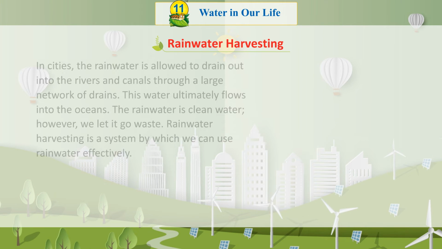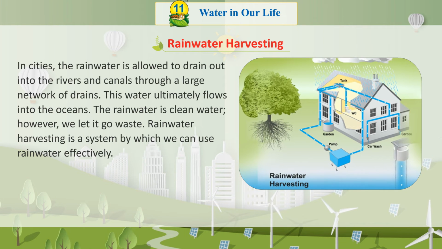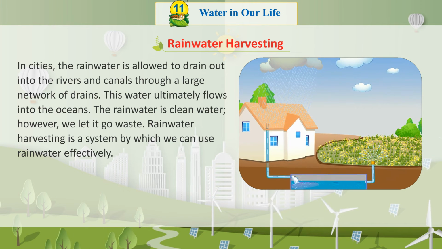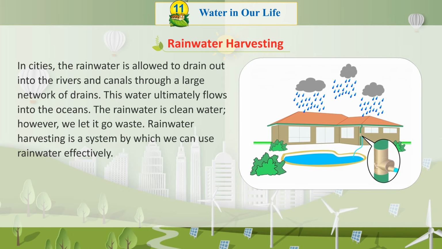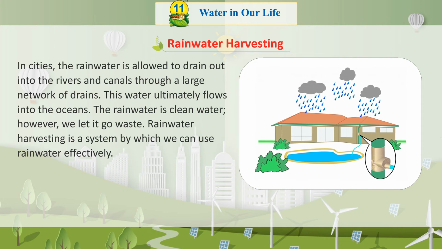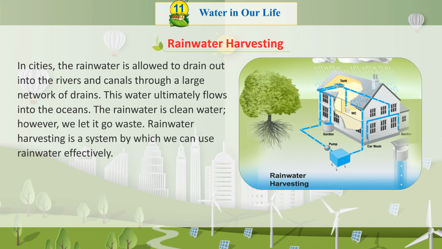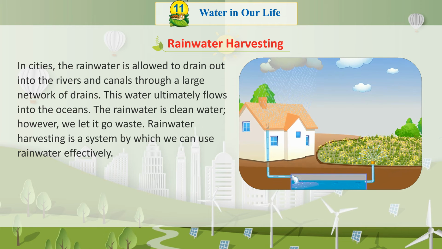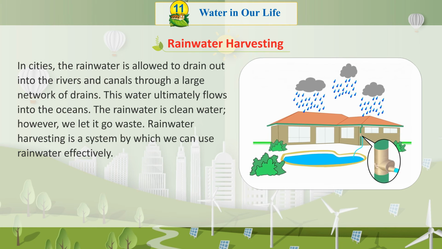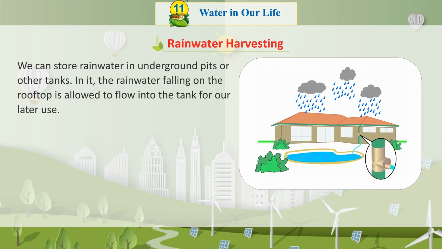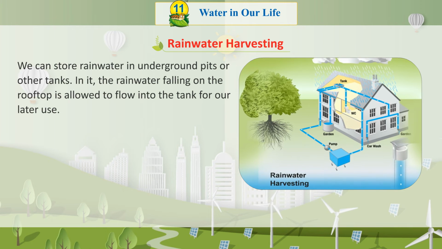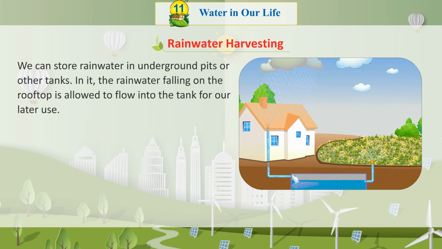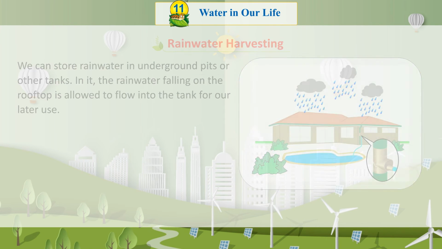Rainwater harvesting. In cities, the rainwater is allowed to drain out into the rivers and canals through a large network of drains. This water ultimately flows into the oceans. The rainwater is clean water. However, we let it go waste. Rainwater harvesting is a system by which we can use rainwater effectively. We can store rainwater in underground pits or other tanks. In it, the rainwater falling on the rooftop is allowed to flow into the tank for our later use.